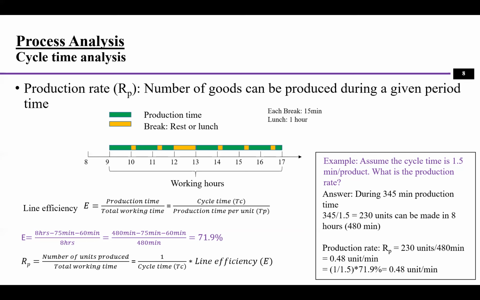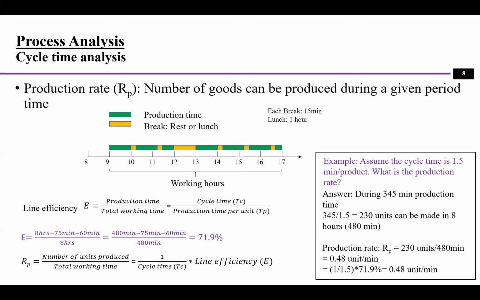So 15 minutes of rest during the morning shift and afternoon shifts. So two rests in the morning and 3 rests in the afternoon. Now, because we know that during all these 8 hours it's not always working, and we are paying for 8 hours of working hours, there is a line efficiency.